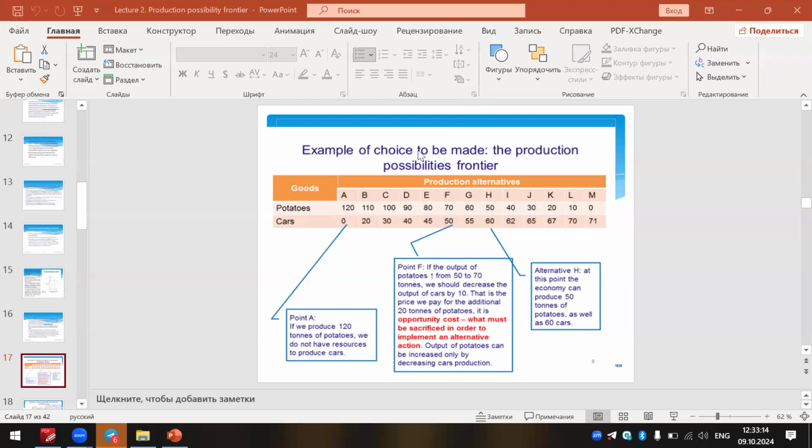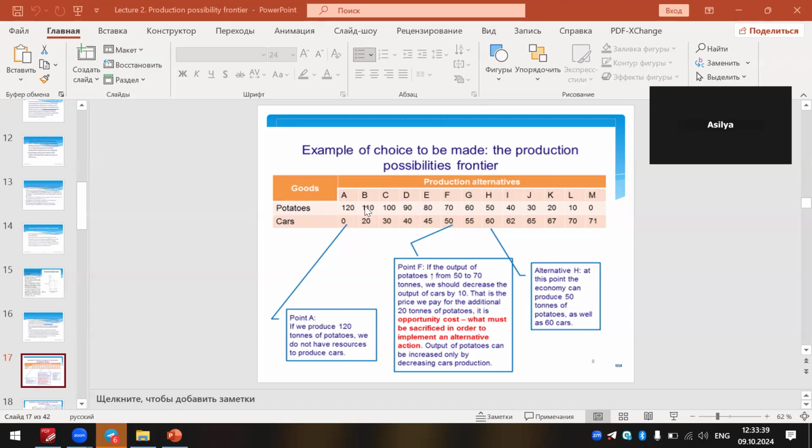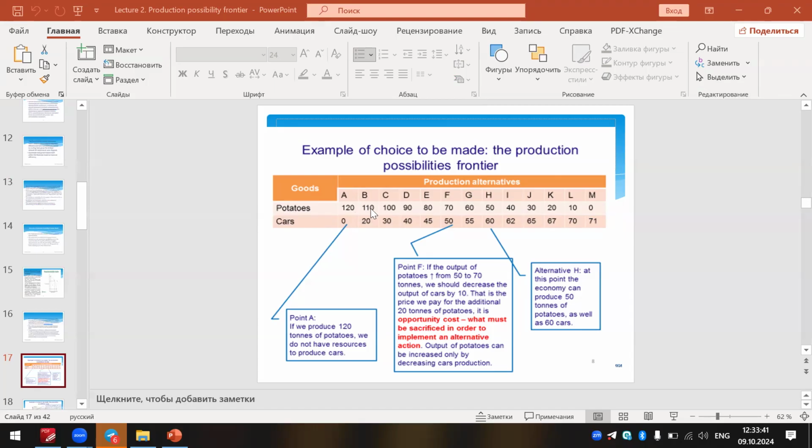Смотрите. Example of choice to be made. Слушайте меня. Examples. Вот смотрите, два вида продукции. Two kinds of types of the goods. Potatoes and cars. Если мы произведем 120 тонн картошки, and we produce 120 tons of potatoes, we do not have resources to produce cars. Вы видите, да, на линии? And we produce 110 tons of potatoes, so we can produce 20 cars. If we produce further 100, so 30 cars.